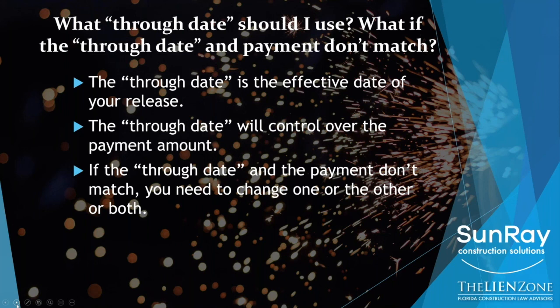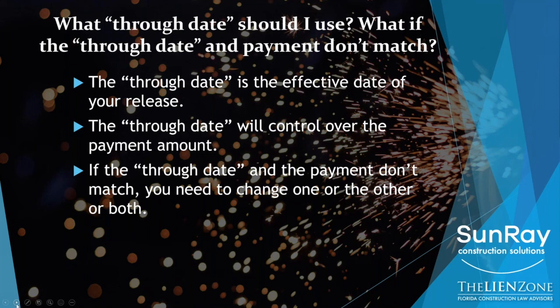So what do you do if the through date and the dollars don't match? You need to change one or the other so they match. So if you're expecting 50,000 and they're only willing to pay you 30,000, then if 50,000 gets you to the end of the month, 30,000 may get you to the 13th of the month, the 26th of the month, the 4th of the month. It depends.